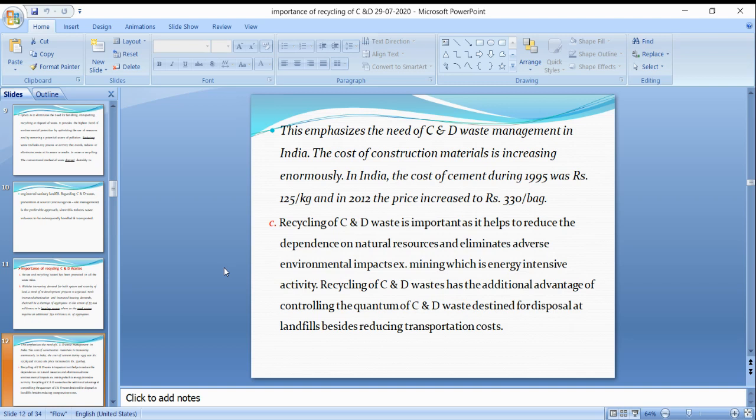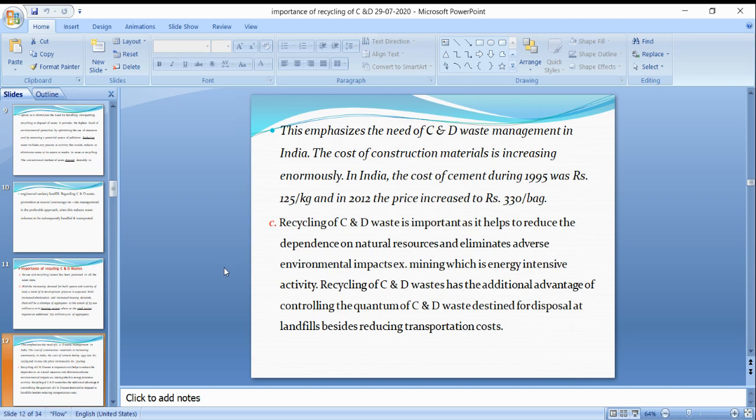The construction is going on and the material rates keep increasing, but the people are not using the recycled material. They are not thinking about the finance, they are thinking about the houses only.